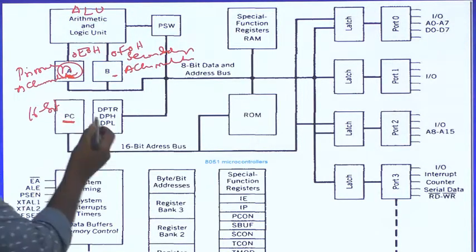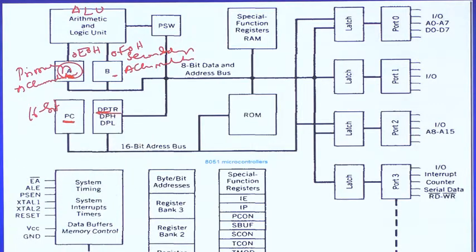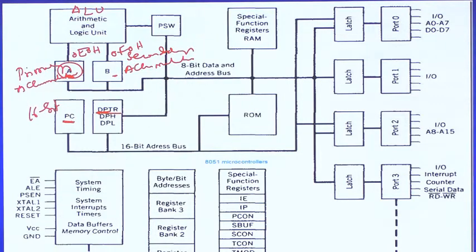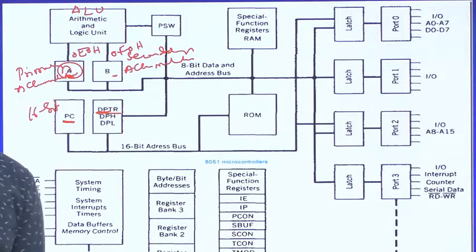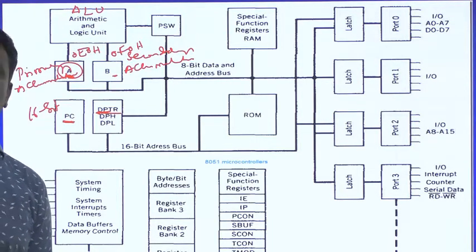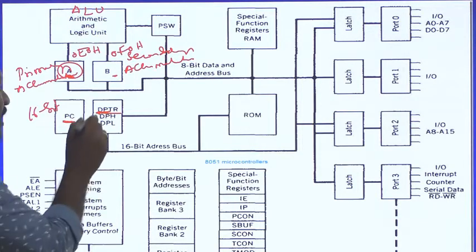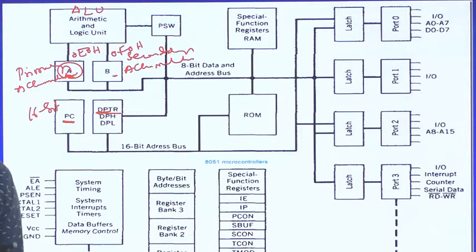And coming to the next register, it is called DPTR, meaning data pointer. The job of this data pointer is, this is a register which can hold the address of data which we are going to access either from data memory or from program memory. In order to access data from your program memory or data memory, the data address can be provided by a register called DPTR, data pointer.